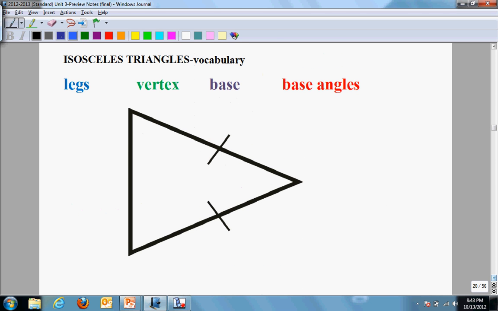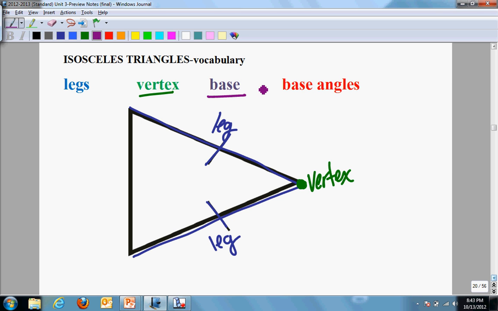In an isosceles triangle, the two equal sides, so mark those hatch marks. Trace this side on the hatch mark. Trace that on the hatch mark. Those are called legs, so just write leg and leg. When we talk about legs of an isosceles triangle, it's the equal sides. Vertex. Vertex is the hinge of the equal sides. It's the hinge. Vertex. Base is the third side that's opposite of the vertex. It's the third side that is across from the vertex.